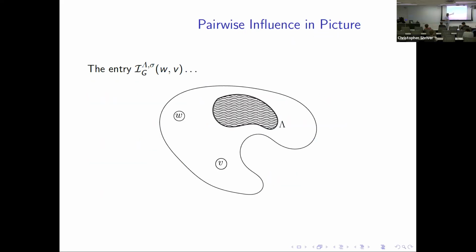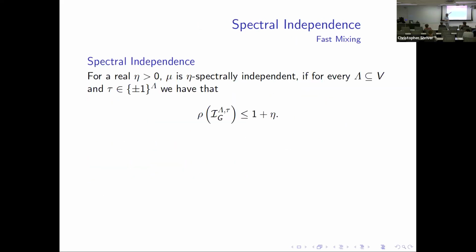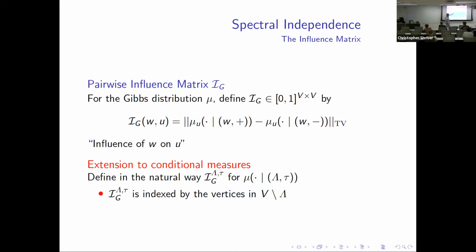Suppose that this is our graph. We study how changing the configuration at W affects the marginal distribution at U, in terms of L1 distance, in total variation distance. Sorry, this is what the total variation distance stands for. And this entry here is usually called the influence of W on U.